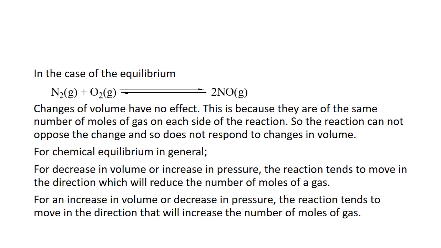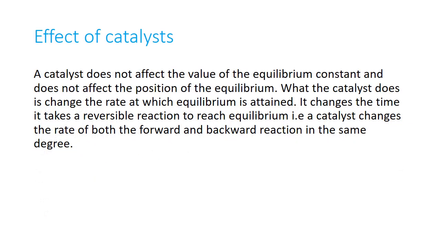When we look at the example of nitrogen reacting with oxygen to form nitrogen monoxide, there is no change in volume. Generally, for a decrease in volume or increase in pressure, the reaction tends to move in the direction which reduces the number of moles of the gas. Then for an increase in volume or decrease in pressure, the reaction tends to move in the direction that will increase the number of moles of gas.